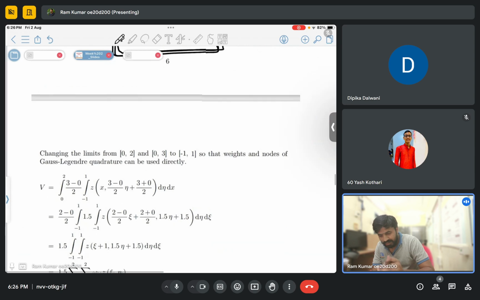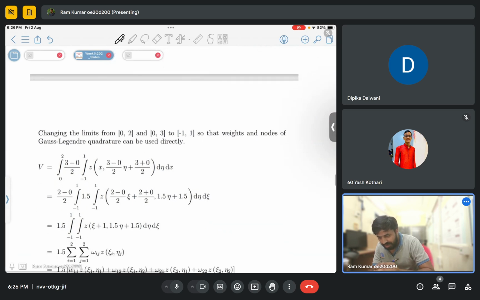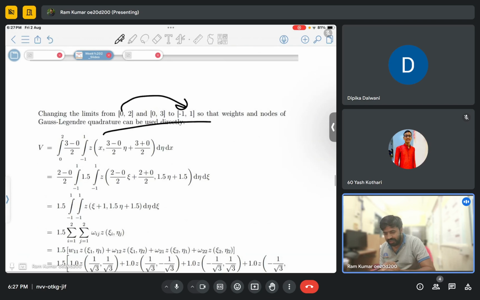Now if we are changing limit, for example, changing 0 to 2 to minus 1 to 1. Or if we don't want to change, we will not change limit. This is just for simplification. So we will forget about this one and directly come here. So volume will be like this.